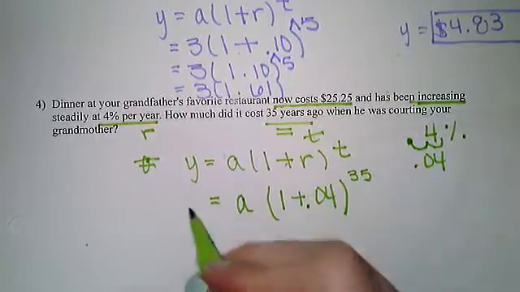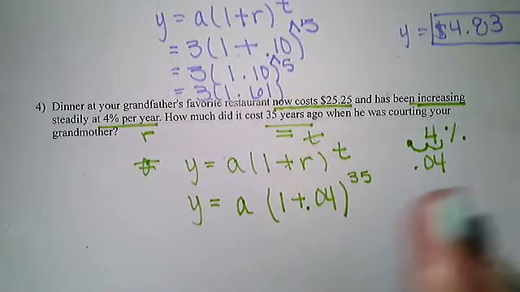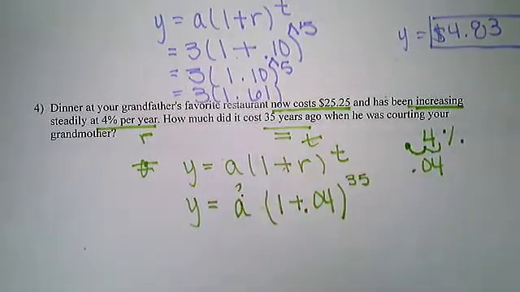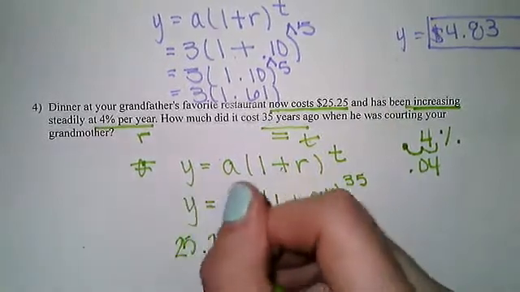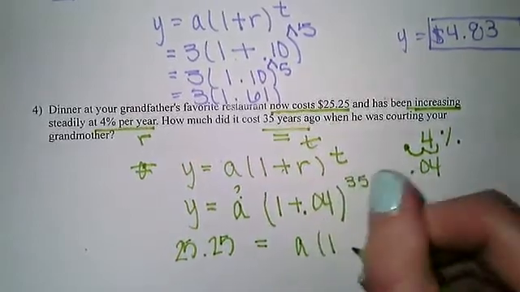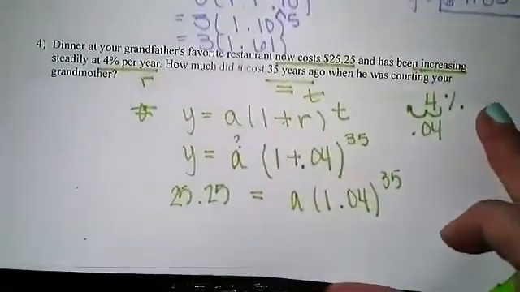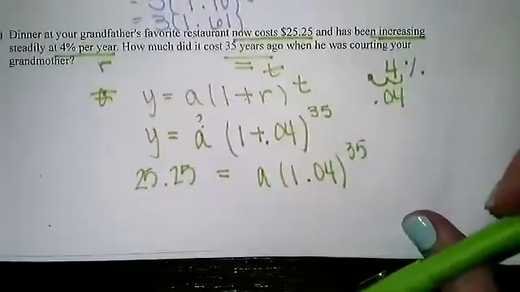So when we're doing this problem here, we got our y equals typically, and we usually plug in this number, but this is slightly different because we don't know A. We don't know what it was. But we know it now costs $25.25. So that's your y. And we don't know A, we can still combine the 1.04. This one you can't necessarily do using PEMDAS. You're actually trying to solve for A, so it's kind of the opposite of PEMDAS.